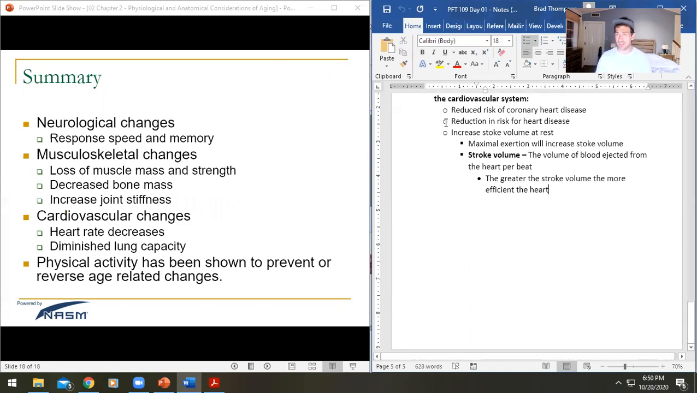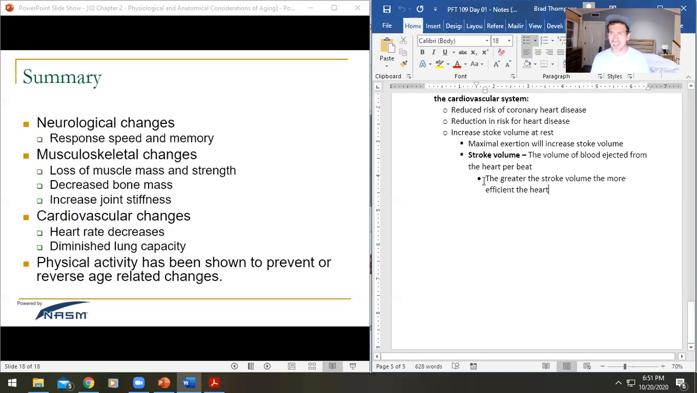Summarizing, we already kind of talked about this on our senior day, but summarizing everything up, we do know we have really positive neurological benefits: increased speed, increased memory, increased balance, increased proprioception. We'll have really positive musculoskeletal benefits: increases in bone mass, increases in muscle strength, decreases in joint stiffness. We have really positive effects on cardiovascular, like an increased stroke volume, which would reduce your heart rate, and we can increase your lung capacity.